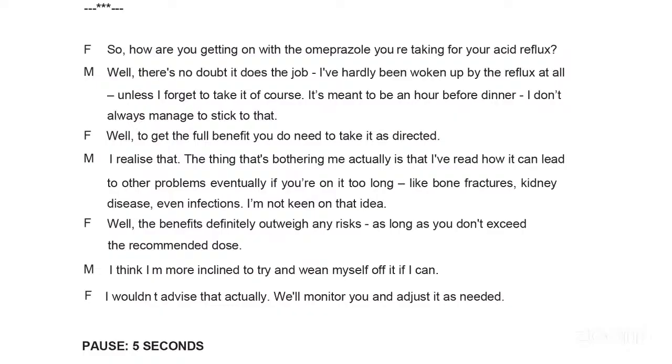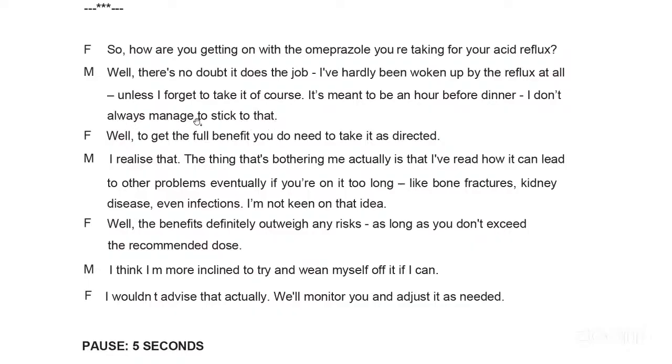So how are you getting on with the omeprazole you're taking for your acid reflux? Well, there's no doubt it does the job. I have hardly been woken up by the reflux at all. Unless I forget to take it, of course. It's meant to be an hour before dinner. I don't always manage to stick to that.